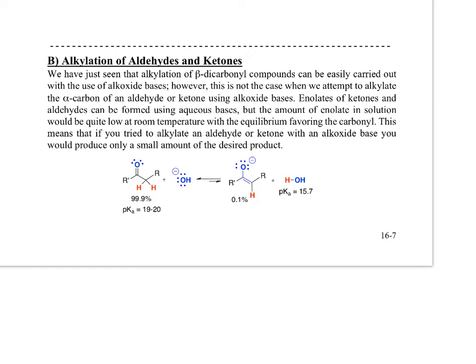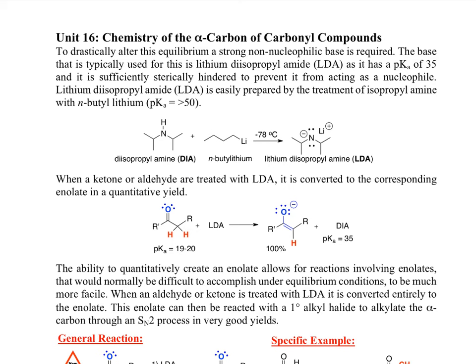And so what we need is some base to shift this equilibrium to give us solely the enolate. And we're going to discuss what base can be used to do that here in a second. So to drastically alter the equilibrium between the keto and the enolate, we need a very strong base. So we need a base that has a pKa greater than 19 to 20. But that base can't act as a nucleophile. We don't want it to be adding to the carbon of the carbonyl. We just want it to deprotonate the alpha carbon.